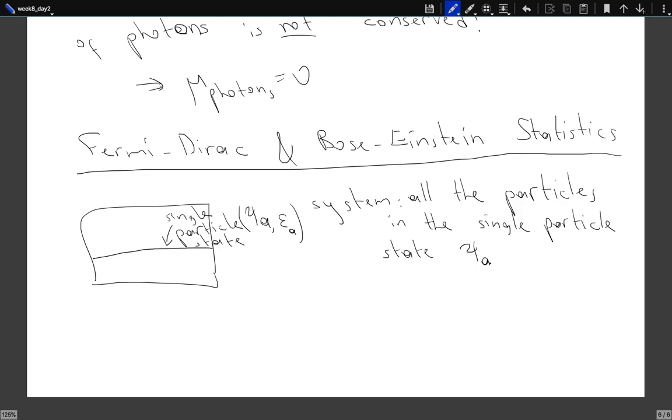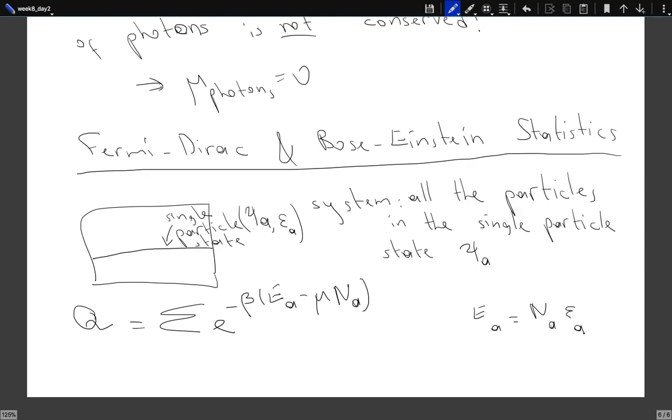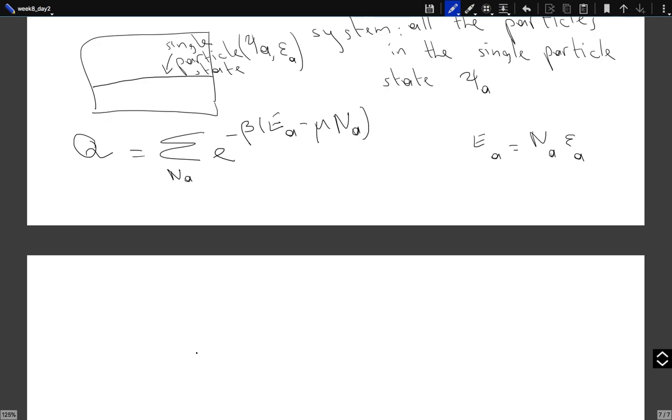Now let's calculate the partition function, the grand canonical partition function. It's the sum over all possible states of my system, e to the power minus beta (E_A minus mu N_A). Well, what is the energy of my system? If I have N_A particles in my system, each one has an energy epsilon A, so this is the total energy of my system. And the microstates of my system are uniquely determined by the number of particles in my system. So these N_A determine my microstates. So Q is the sum over N_A of e to the power minus beta (epsilon A minus mu), to the power N_A.